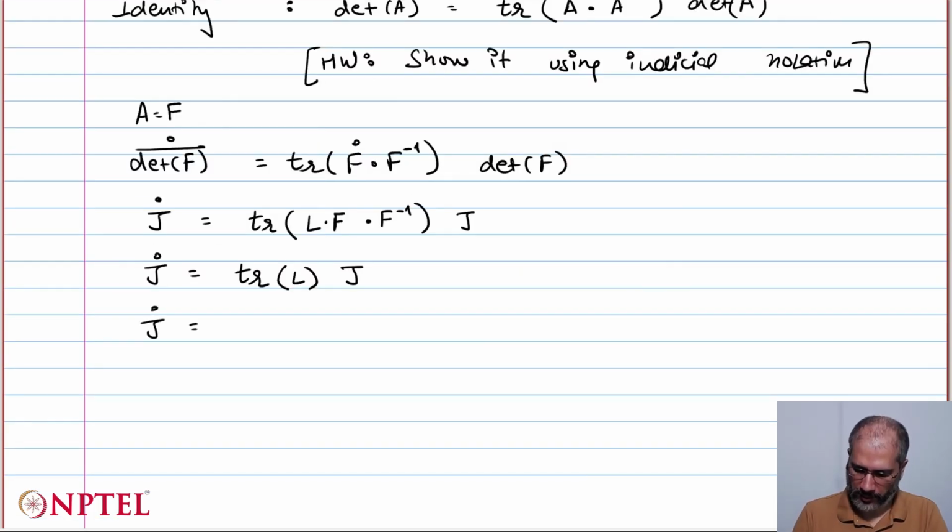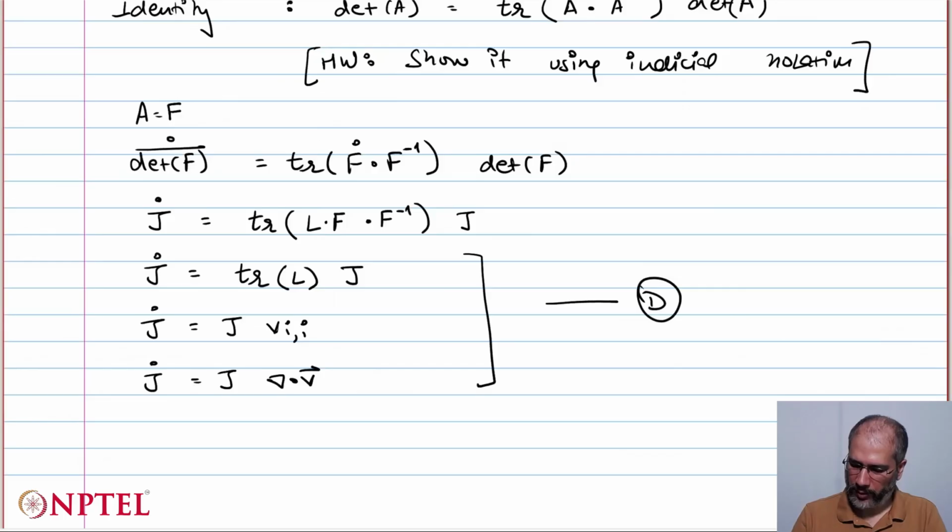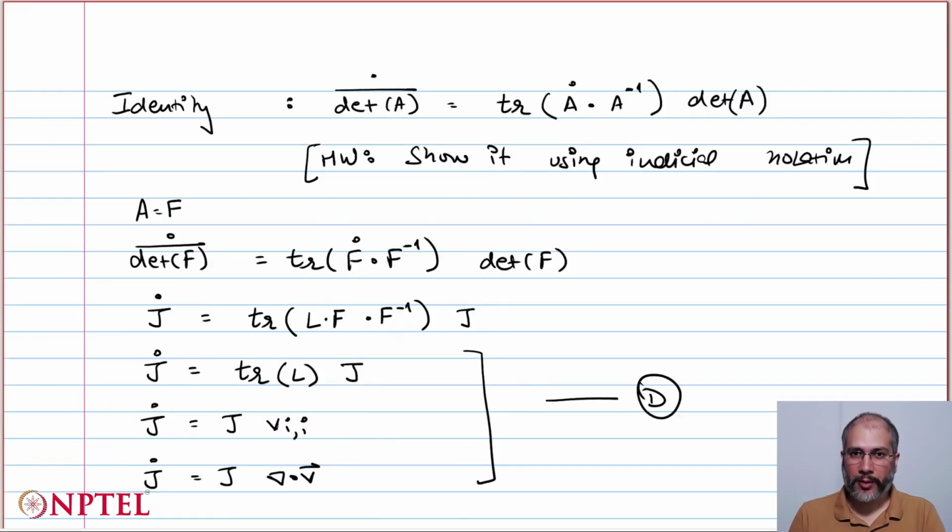I can also write this as J dot is J, and the trace of L is nothing but Vi comma I. And we can also write this Vi comma I is the divergence of the velocity field. So all this I'll call equation D. So we'll be using different forms of D at different times today. So now that we have a relationship between J dot and J, we can go back to our work.